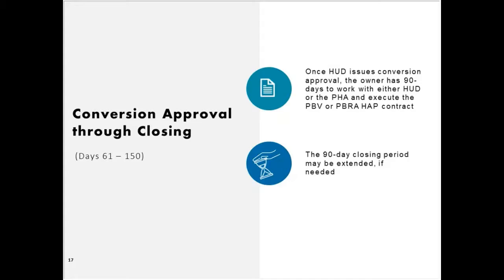So if you run into the situation where you're running out of time and you may need an extension, you can just contact the Office of RECAP via your transaction manager and request an extension beyond the 90-day closing period that's listed in your HUD approval letter.